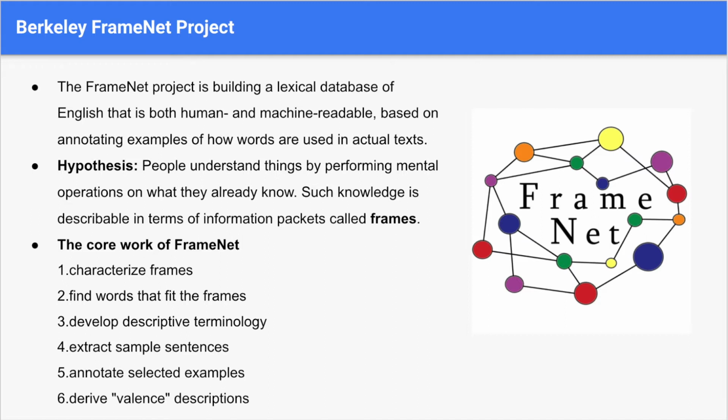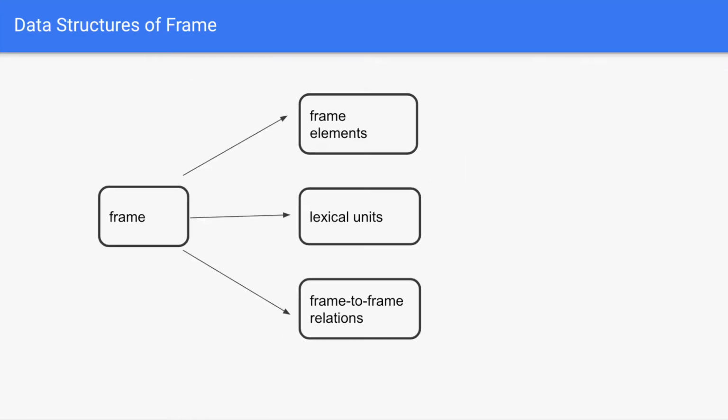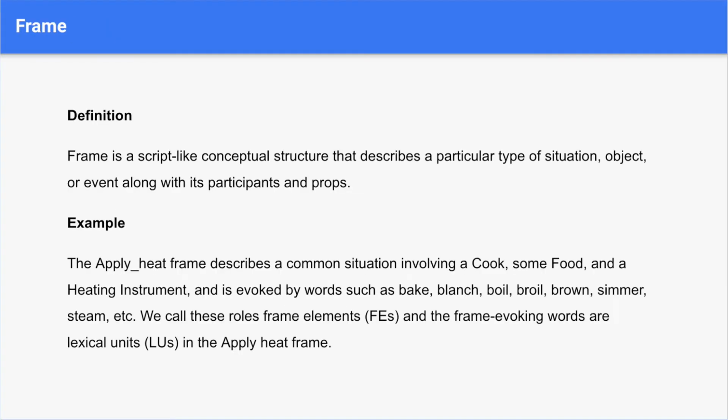The core work of FrameNet includes characterizing frames, finding words that fit the frames, developing descriptive terminology, extracting sample sentences, annotating example sentences, and deriving valence descriptions. The basic data structure of a frame includes three parts: frame elements, lexical units, and frame-to-frame relations. Let's first look at the frame.